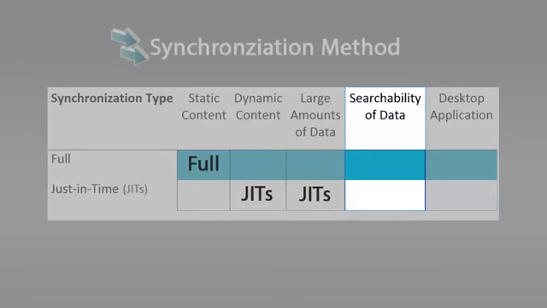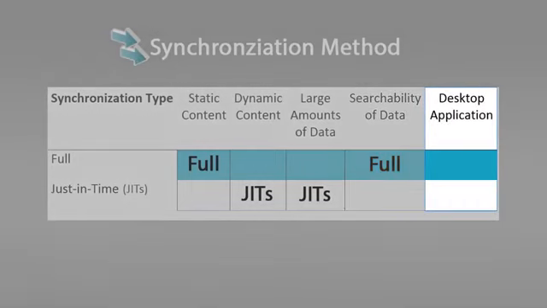Does the data need to be searchable? If so, you must do a full synchronization, because content can be indexed only after it is synchronized, and you cannot guarantee that all content will be synchronized when using only just-in-time synchronization. Does the content need to be available from the Filr desktop application? If it does, you must use full synchronization.